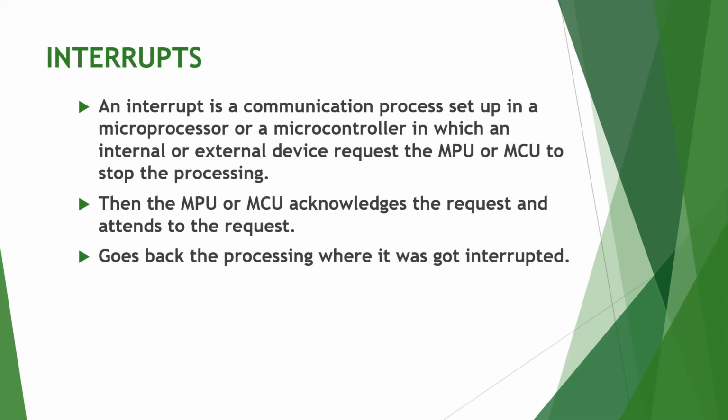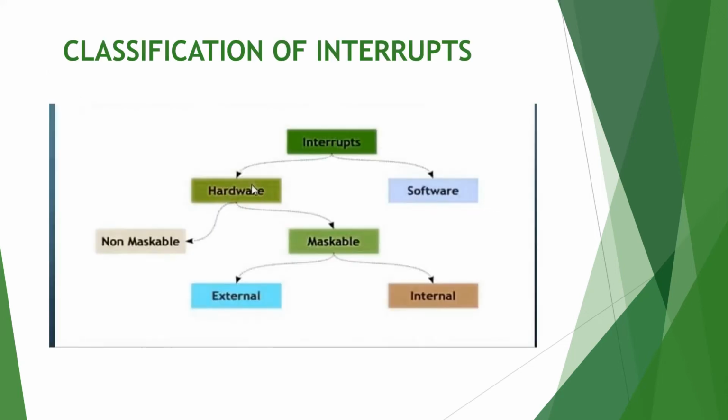Then comes the interrupt. An interrupt is a communication process set up in a microprocessor or a microcontroller in which an internal or external device requests the microprocessor unit or microcontroller unit to stop the processing. Then the unit acknowledges the request and attends to it. It goes back to the processing where it was interrupted.